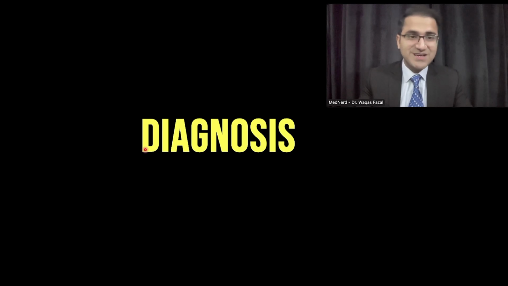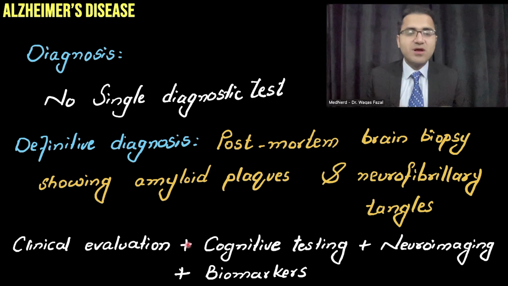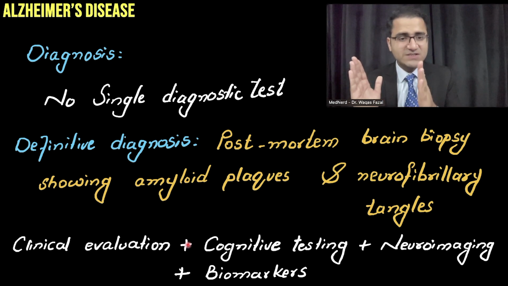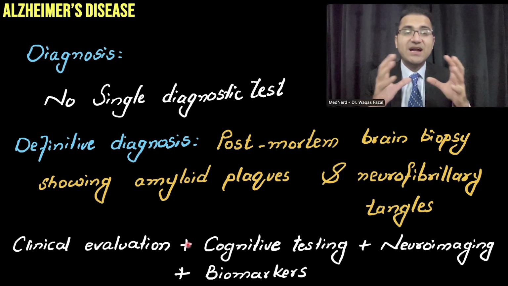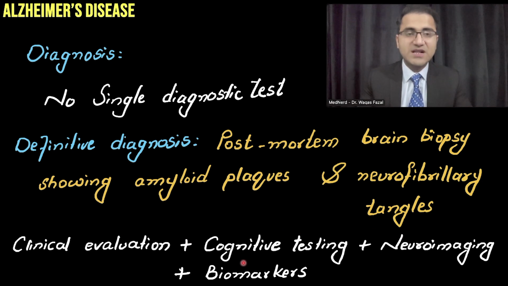Now, coming to the diagnosis of Alzheimer's disease. In the diagnosis of Alzheimer's disease, there is no single specific diagnostic test. The only test that can give you a definitive diagnosis that this is 100% Alzheimer's disease is post-mortem brain biopsy after the death of the patient, which is very rarely done. This post-mortem brain biopsy would show amyloid plaques and neurofibrillary tangles in the brain. But an approach that we can use in these patients is clinical evaluation, cognitive testing, neuroimaging, scans of the brain, and some biomarkers in the CSF as well as in the blood. Now, I'll be talking about each one of these to help you make the diagnosis of Alzheimer's disease.